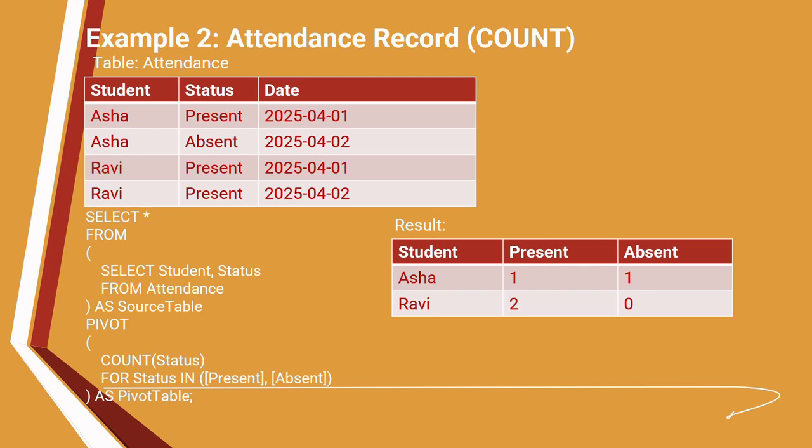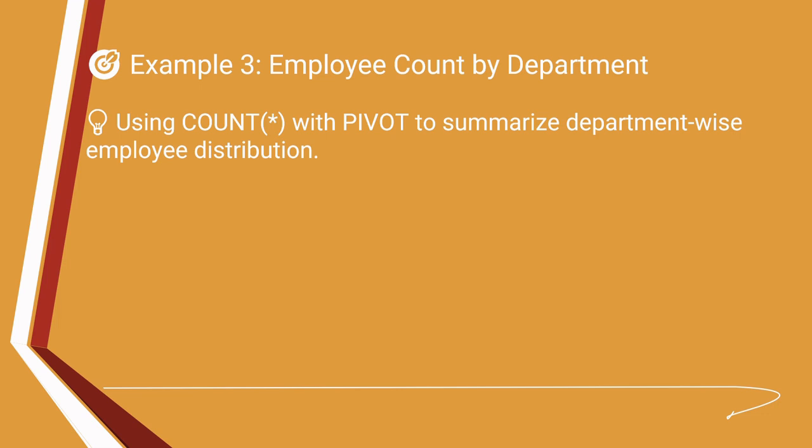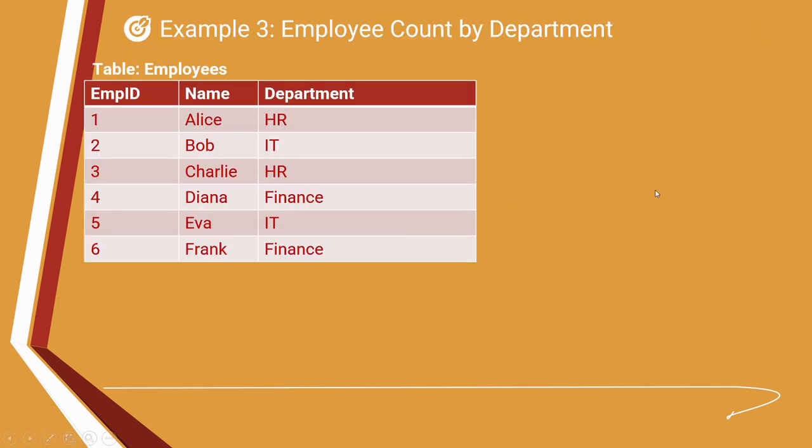This is another example. In this example, we are counting the number of employees in each department using SQL Server's pivot feature. Here is our employees table. We have staff across HR, IT and finance departments.